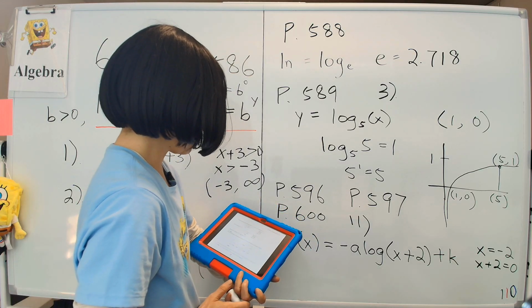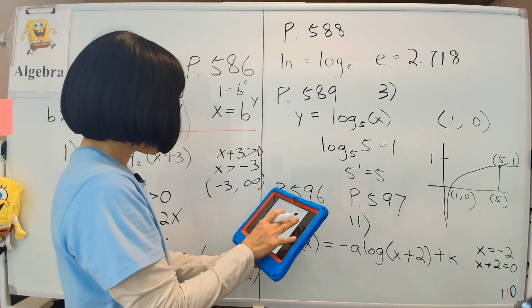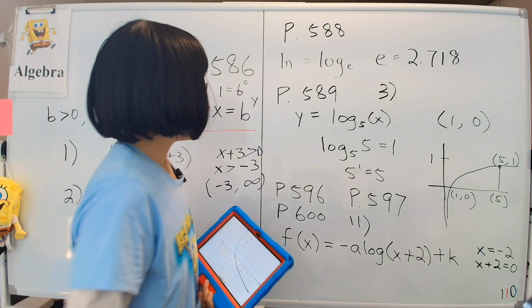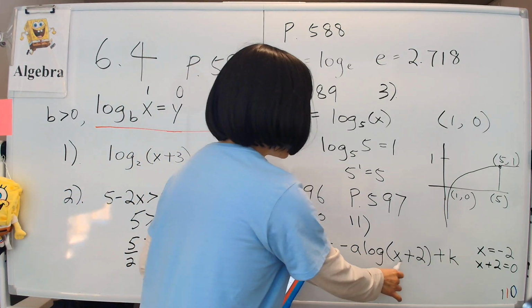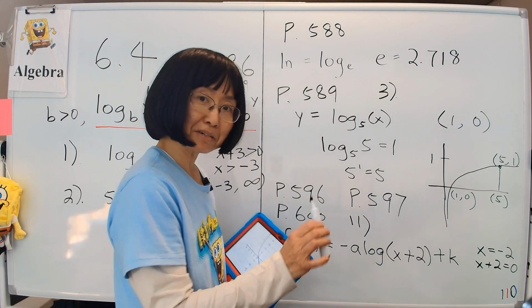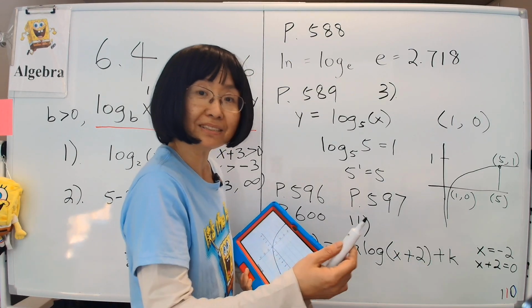Let me see. Well, I should follow what the book wants. Why does it? Let me think. Which one should I follow? Now let's pick the number -1, x equal to -1. The reason is -1 plus 2 equals 1, and log of 1 is 0. Okay, log of 1 is always 0.